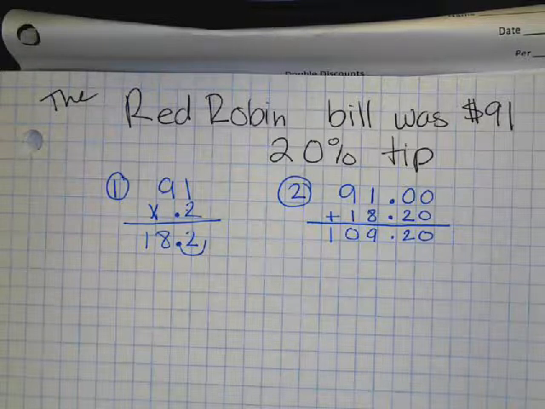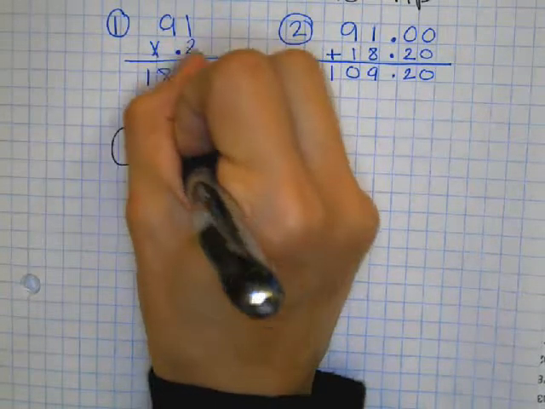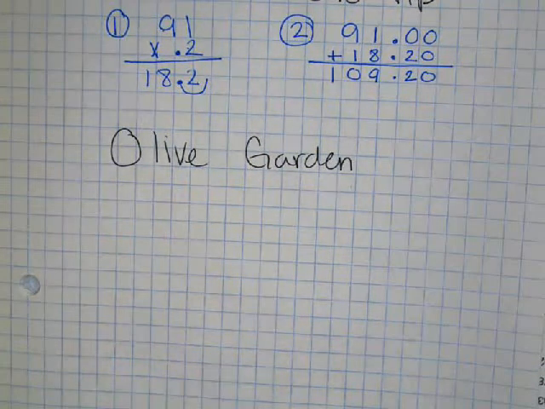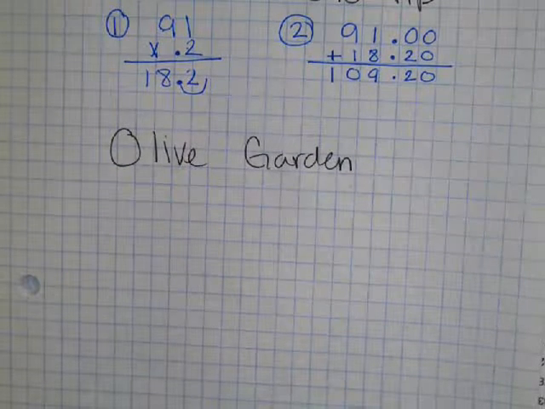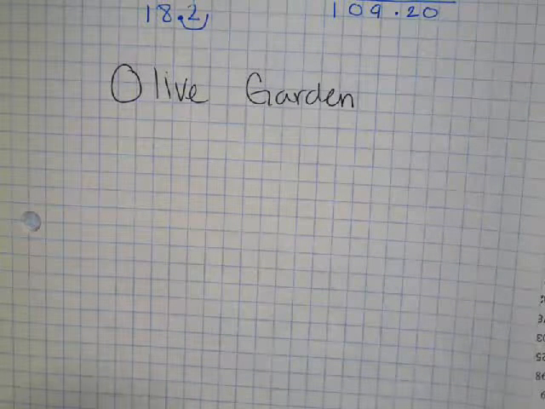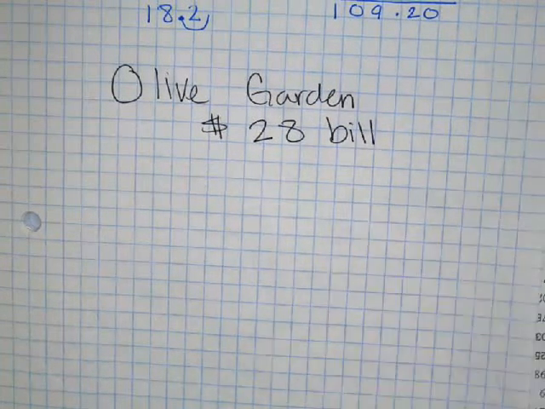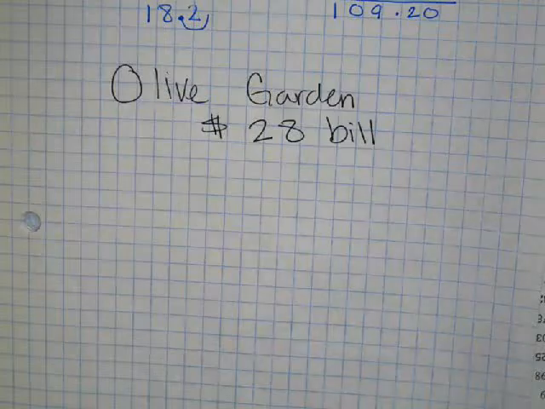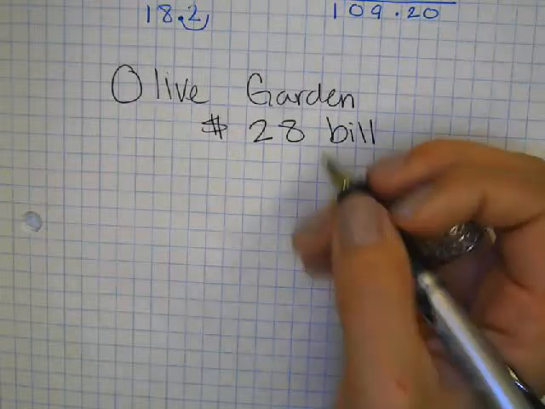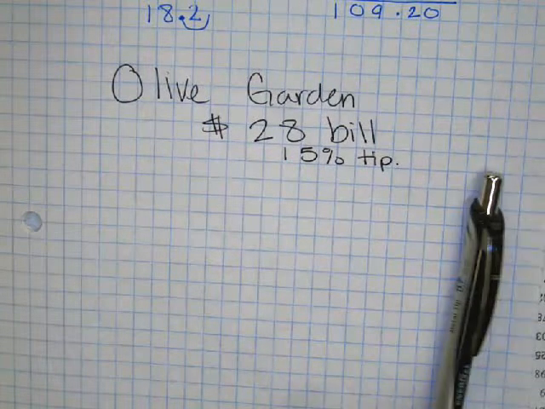So, as a reward, I'm going to take my favorite student to Olive Garden. Only if you're my favorite student. And you perfectly know who you are. Okay, so the Olive Garden bill was $28. We're writing this down so we don't fall behind. And I am going to leave a 15% tip. All right, set up your problem.